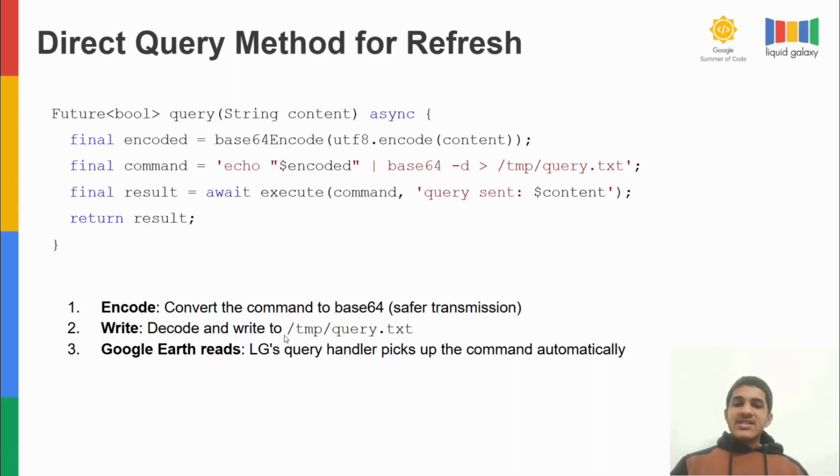Then we decode and write it onto the query text of the temp folder in our master machine, and the Google Earth, the LG's query handler, picks up the command automatically. So as you have overwritten your intended KML into that query.text, the LG's query handler will automatically do its job, and it will display the intended KML onto the LG screens. So this is a very direct method for the refresh. So let's move on to the next page.